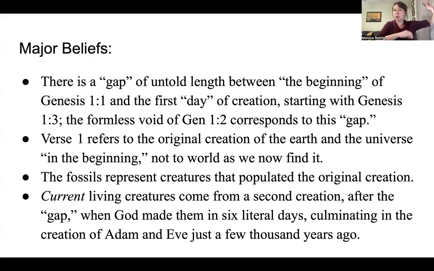There was this initial pre-creation creation. And so the fossils of things like dinosaurs and stuff like that, that's all what was in the original creation. And current living creatures come from this second creation after the gap, when God made them in 6 literal days, 6,000 to 12,000 years ago.